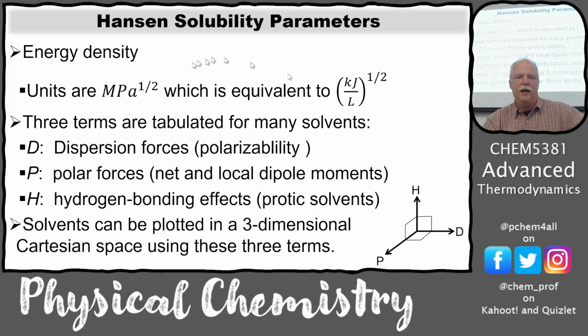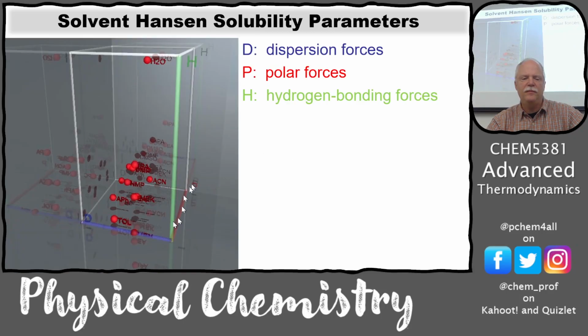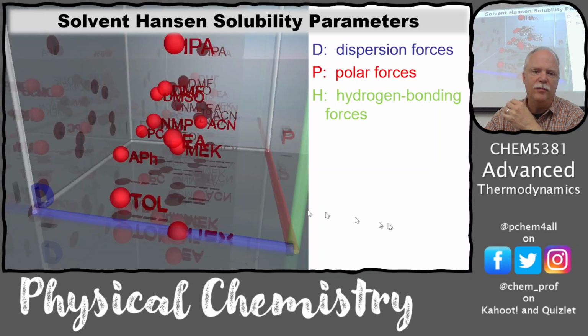Okay, so this is energy density. We have those three terms: dispersion forces, polar forces, and hydrogen bonding effects. And so these solvents can be plotted in a three-dimensional Cartesian pattern. These plots are a little different than what I've shown before. They're the same solvent places, but this is done with Povray. It's an accurate 3D rendering of this space. So let's zoom in, and I'll show you why I like this particular plot.